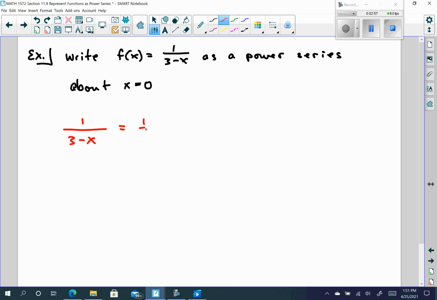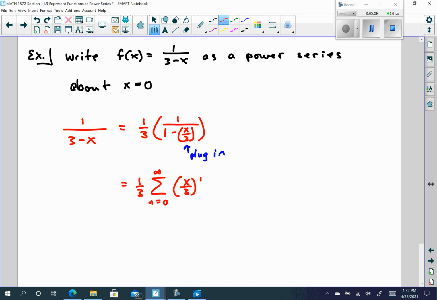So I could factor out, because I want this 3 to be a 1, so I'm going to factor out a 1/3. So this will give me 1 over 1 minus, and if I factor out a 3 from an x, that's going to leave me with an x over 3, but I'll keep that in its own little quantity here. So what we're really doing is plugging in the x over 3. So I get 1/3 times the sum as n goes from 0 to infinity. And instead of it just being x to the n, it becomes x over 3 to the nth power. And then this works.